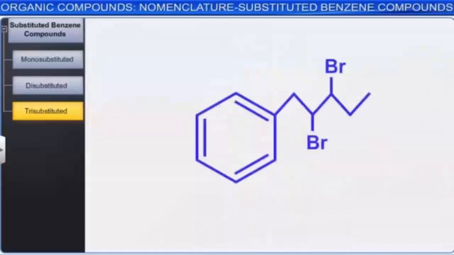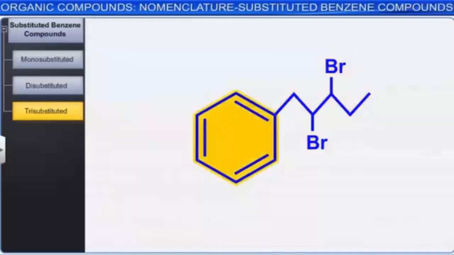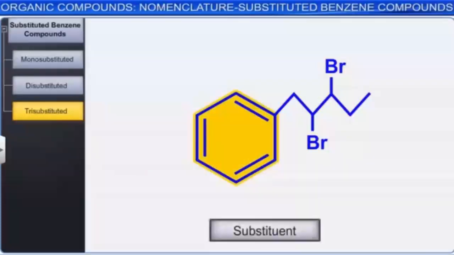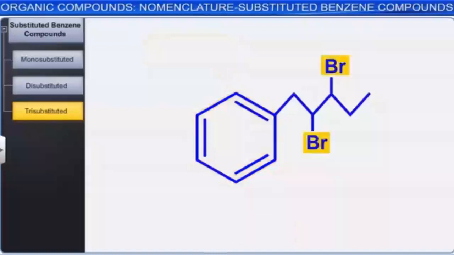In this compound, the benzene ring is attached to an alkane with a functional group. In such cases, the benzene ring is considered as a substituent. The name of the benzene ring, when it acts as the substituent, is phenyl. The phenyl group is written as C6H5 or abbreviated as Ph. The 2 bromine atoms act as the functional groups. The alkane is numbered as per the lowest number rule.